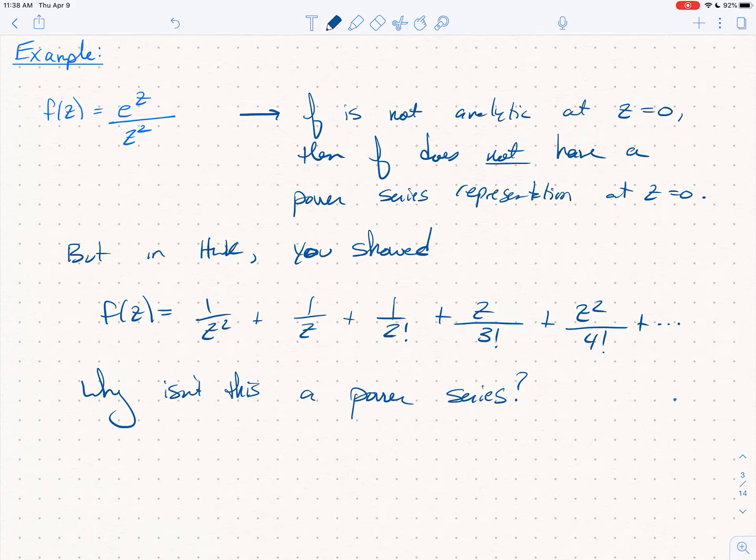We left off last time wondering why this isn't a power series. Hopefully you figured it out, right? It's not a power series because it has negative powers of z. That's not a power series. And so this brings us to the next thing that we want to talk about, and that's Laurent series.